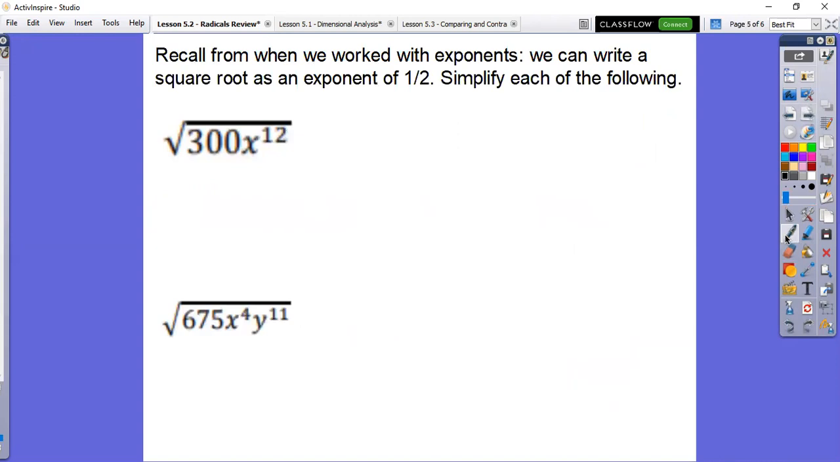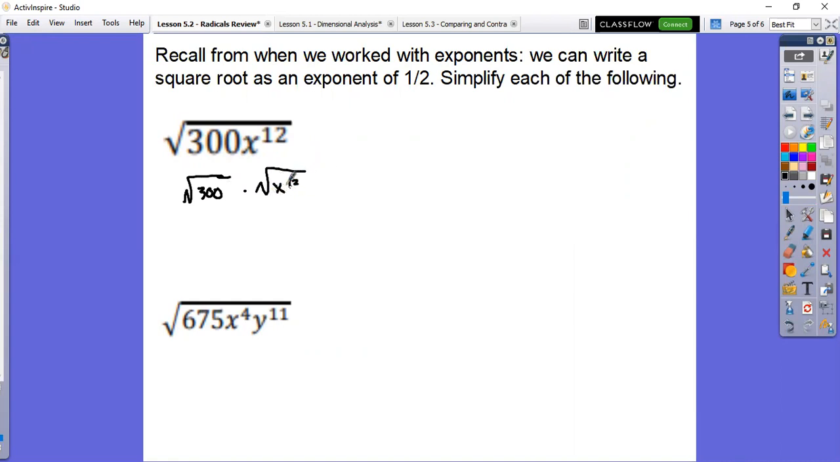All right, so then the last thing that we're going to do is try and simplify expressions. Recall up here, I'm giving you this hint that we can write a square root as an exponent of 1/2. So I'm going to leave the second one up to you, but the first one, I'm going to take a look at this and say, all right, I can rewrite this as the square root of 300 times the square root of x to the 12th.